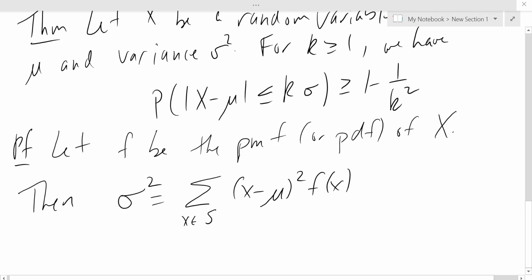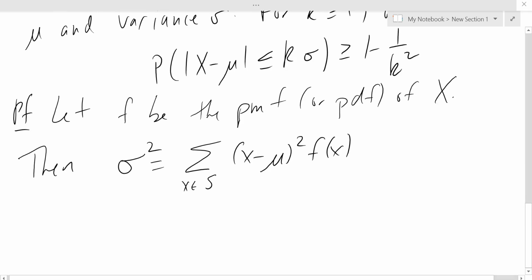That's how we define our variance, right? You sum up over all the x's in the sample space the square of the distance that x minus mu is from f of x, right? We agree? Okay. So what we're going to do is split this sample space into two pieces.